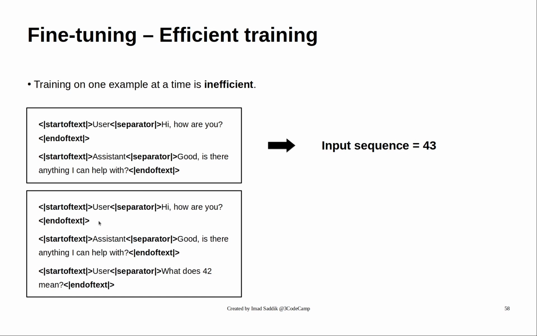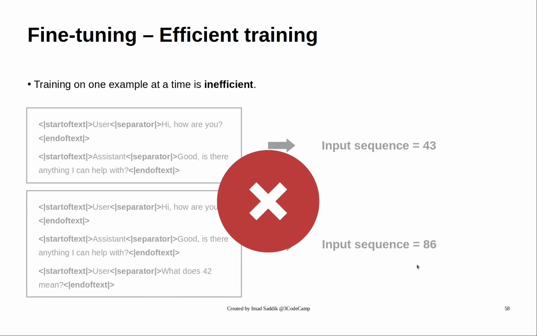In the second example, we have multiple turns. So we could have user, assistant, and so on. So basically the length of this second input is bigger than the first one. And here let's assume that we have 86 tokens. This is a problem because you can't batch these two inputs because they don't have the same sequence length. Here we have 43, but in the second example we have 86. If you don't think of a solution to solve this issue, then you will end up training the model on each example at a time. And this is why I said in the beginning that we should not train on one example, because this is inefficient. Luckily, there is a solution and I will show it in the next slide.